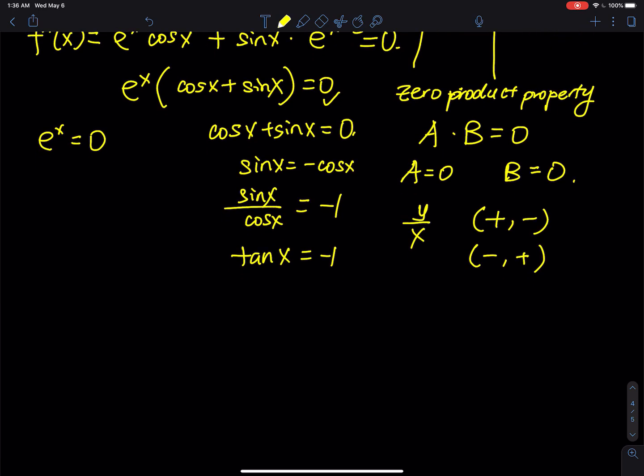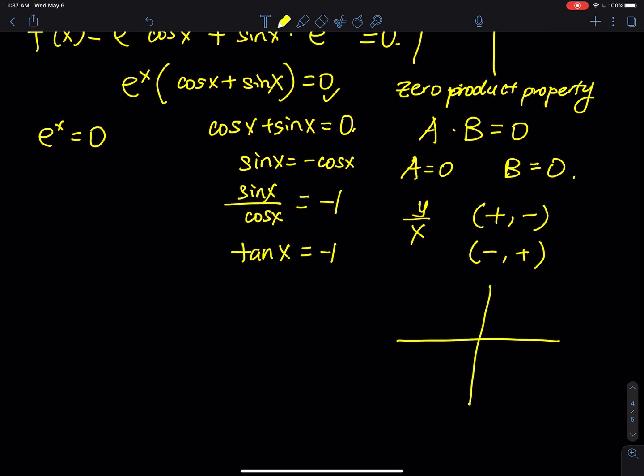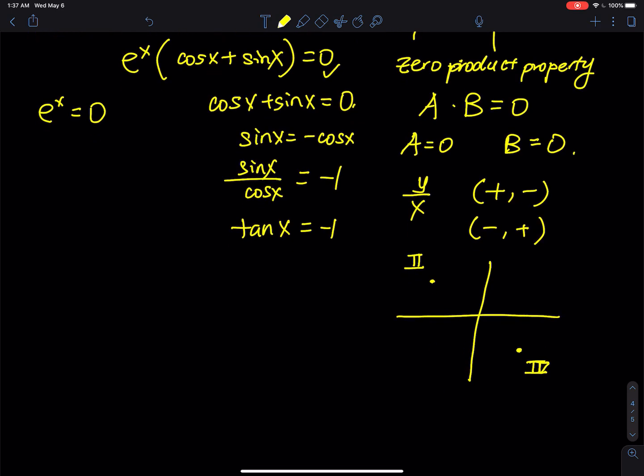So in what quadrant do we have this? This is my xy plane. To have a negative x and positive y, that is only possible in quadrant 2. To have a positive x and negative y, that is only possible in quadrant 4. Okay, so we have a point right here and a point right here. So what point is that? Do you still remember this? At pi over 4, in the first quadrant, we have root 2 over 2, comma root 2 over 2.